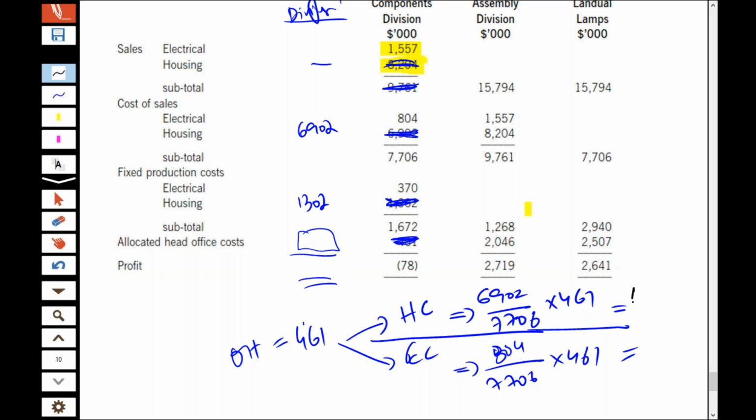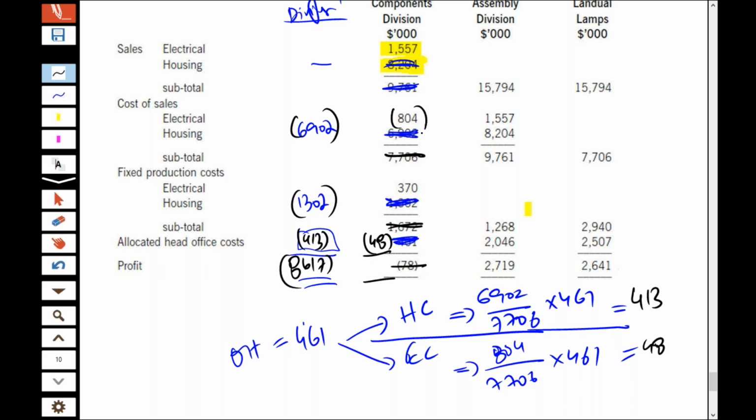So hence, this is going to be approximately 413, and this is going to be approximately 48. This is 413 and this is going to be 48. So resultingly what happens is, since all of this is cost, this is going to be a loss making division of 8617. This division would have what? 1557 less 804 less 370 less 48 gives you 335. This would remain unchanged, this would remain unchanged.